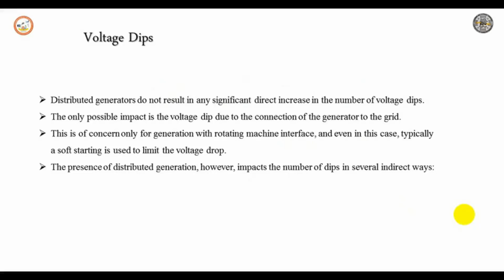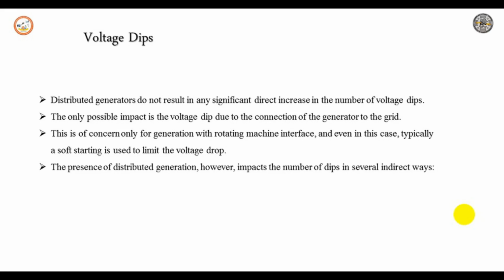Voltage dip. Distributed generators do not result in any significant direct increase in the number of voltage dips. The only possible impact is the voltage dip due to connection of the generator to the grid. This is a concern only for generation with a rotating machine interface, and even in this case a soft starting is typically used to limit this voltage drop.